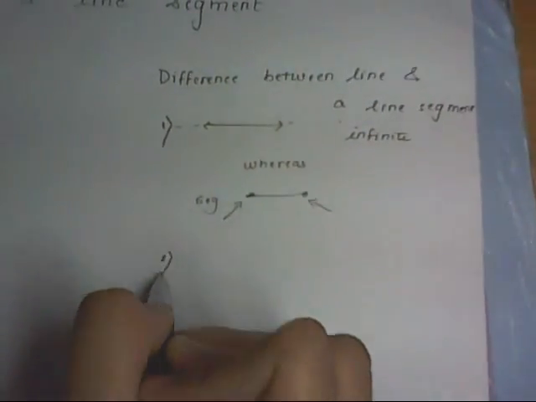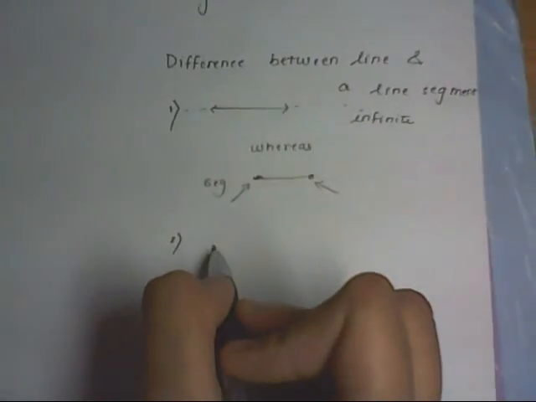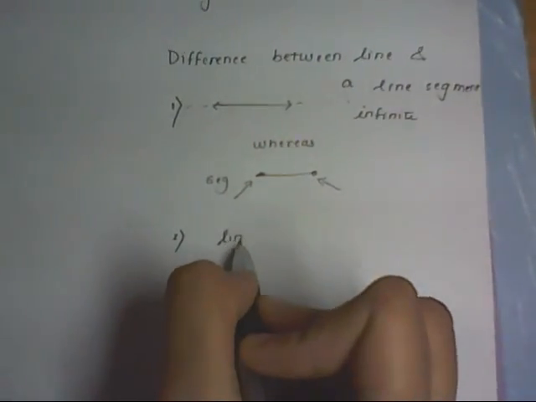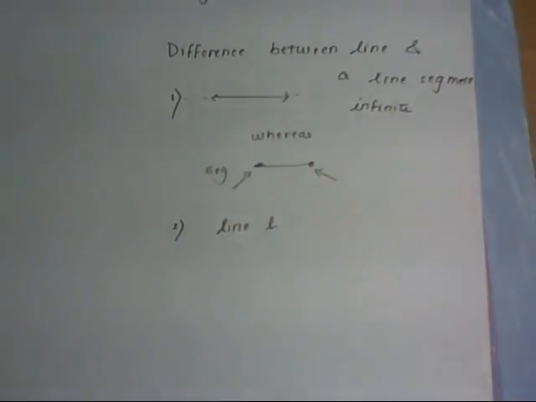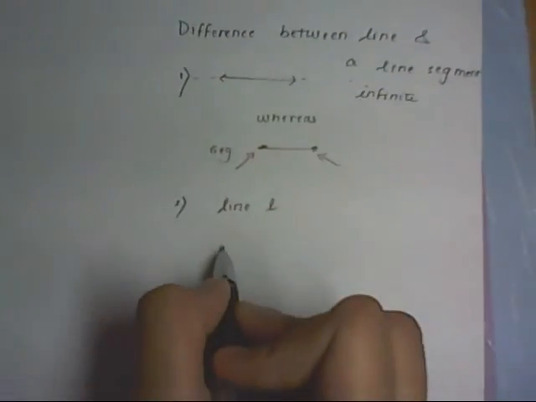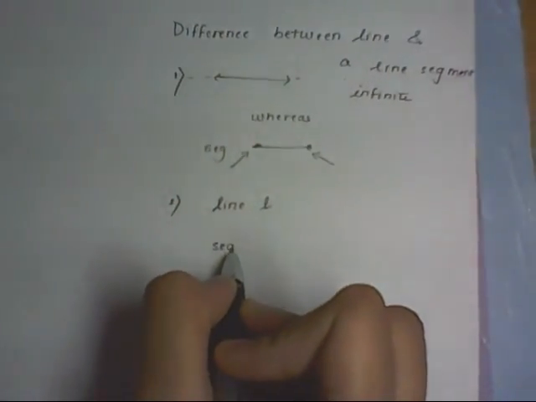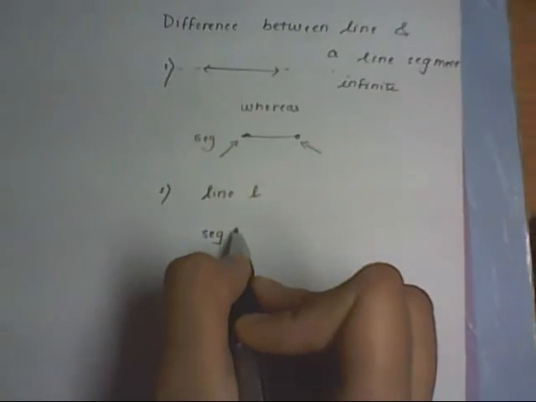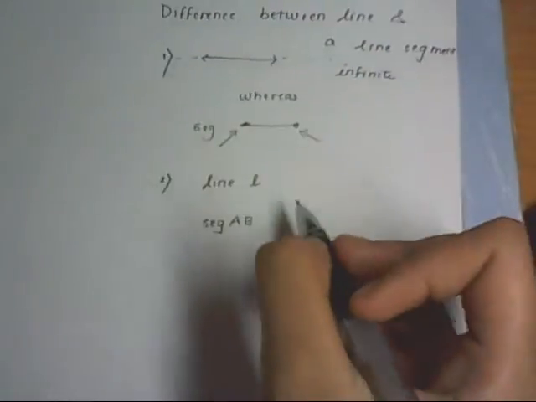Second difference is that a line is represented by small letters, line L, and a segment is represented by the word seg between those 2 points where the segment is defined.